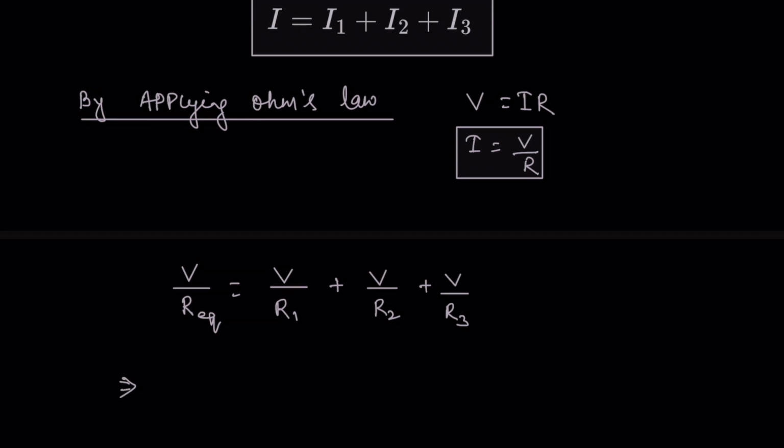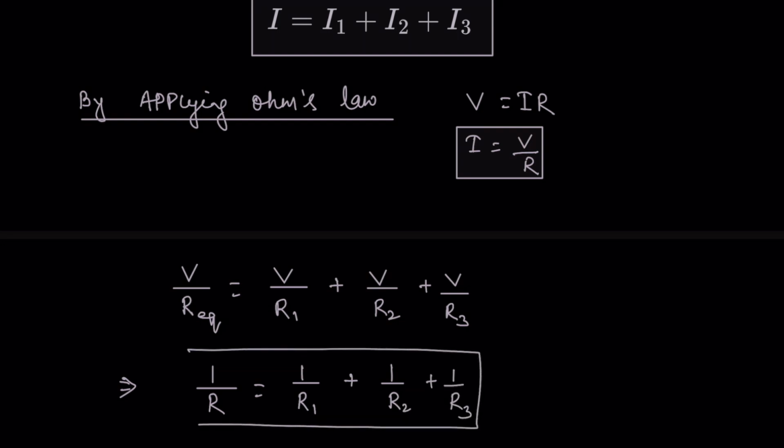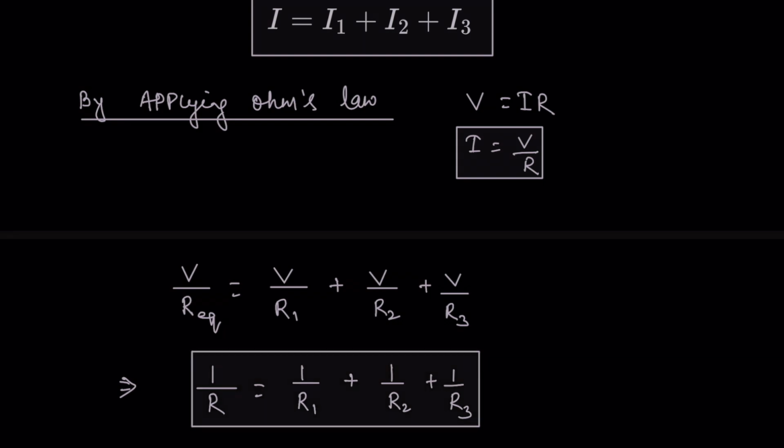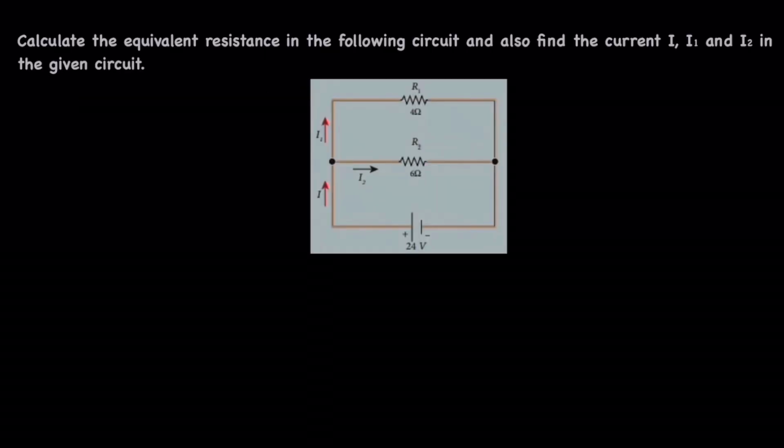If we take voltage common, because voltage is the same for each resistor, then 1 by R, which is the equivalent resistance, equals 1 by R1 plus 1 by R2 plus 1 by R3. So this is the total equivalent resistance formula for the parallel arrangement. Let's try one question based on this concept. In this question, we have to calculate the equivalent resistance in the following circuit and also find the currents I, I1 and I2 in the given circuit.